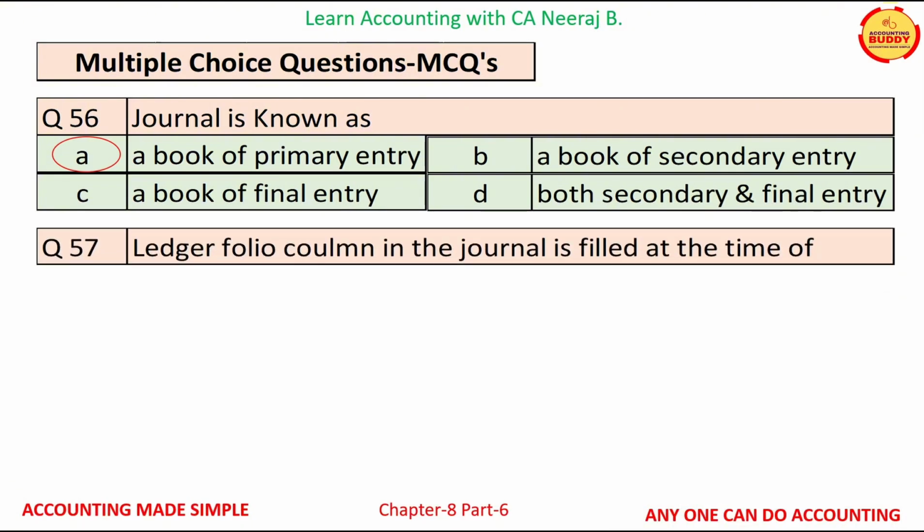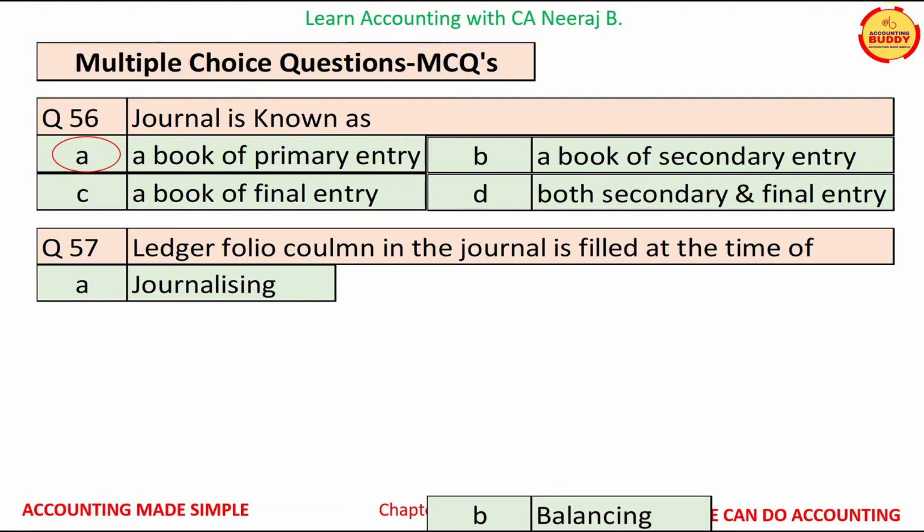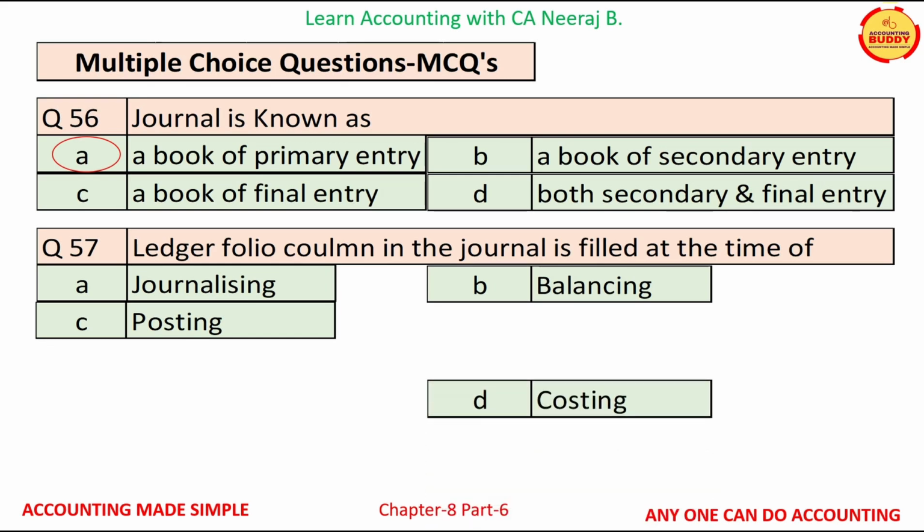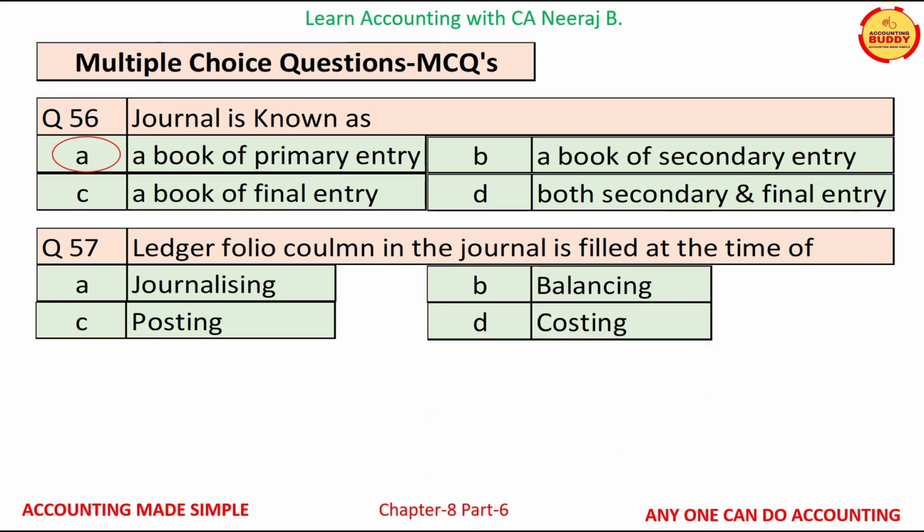Question number 57. Ledger folio column in the journal is filled at the time of: option A, journalizing; option B, balancing; option C, posting; and option D, costing. The correct answer is C, posting. Ledger folio in the journal is filled at the time of posting.